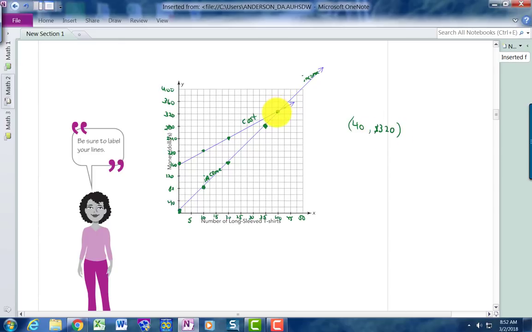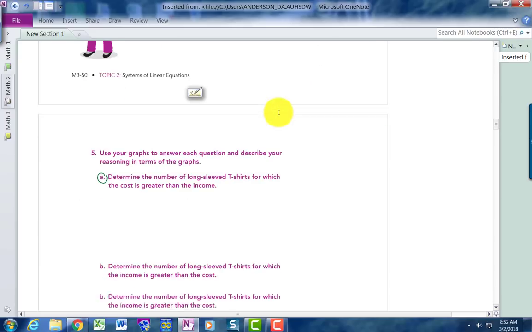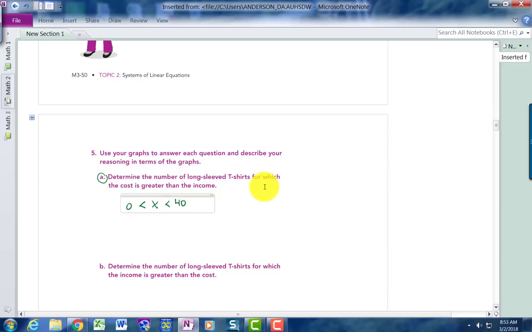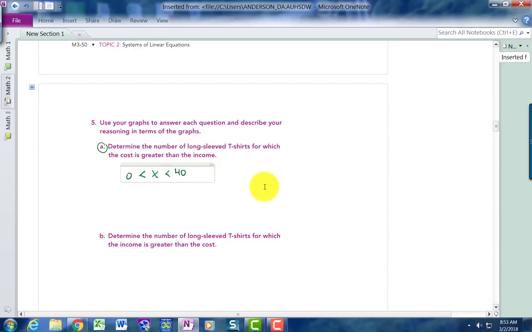That ordered pair right there. Okay, that should break even. So cost is above all along here. So we would say anywhere below 40, right? All the t-shirts will say x is below 40. But x has to be above 0 because you can't have negative t-shirts. So you would say anywhere in between 0 and 40.